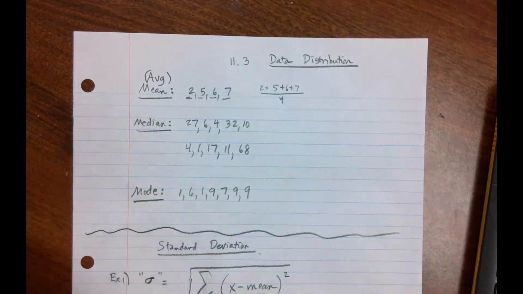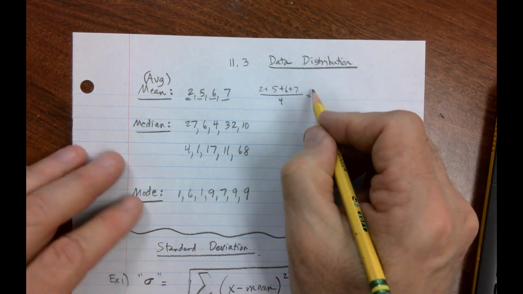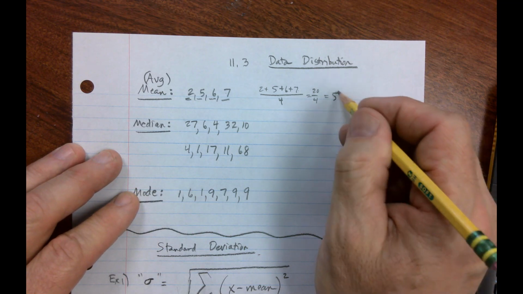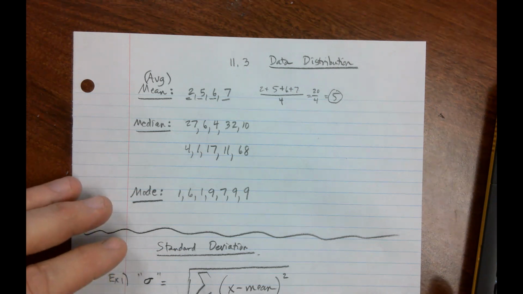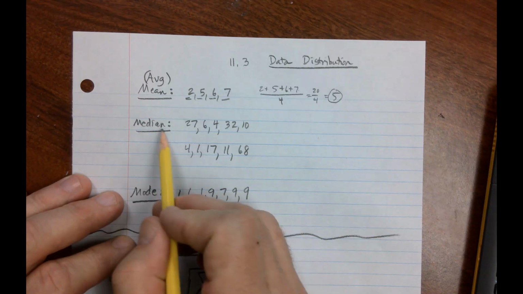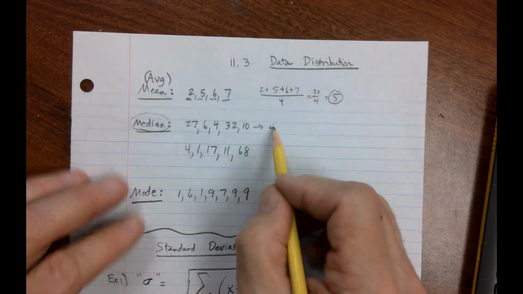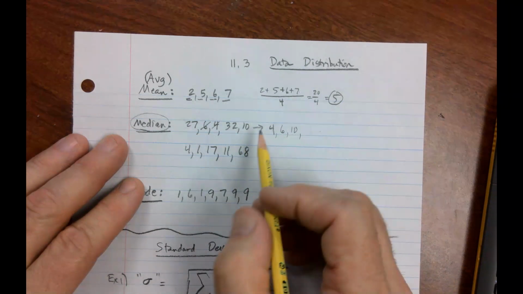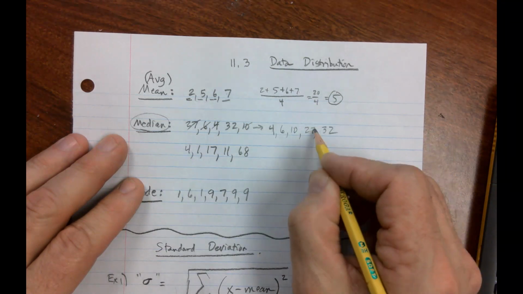So we've got 2 plus 5 is 7, 7 plus 6 is 13, 13 plus 7 is 20, divided by 4 is 5. So that would be my mean. All right, with all that being said, median. Well, the first thing, there's a little twist in the world of median: you've got to put things in order, smallest to highest. So 4, done with that. 6, done with that. 10, done with that. 27, done with that. And then 32.